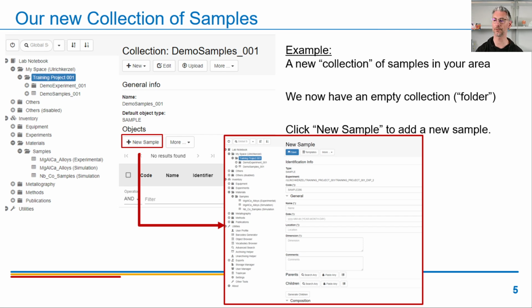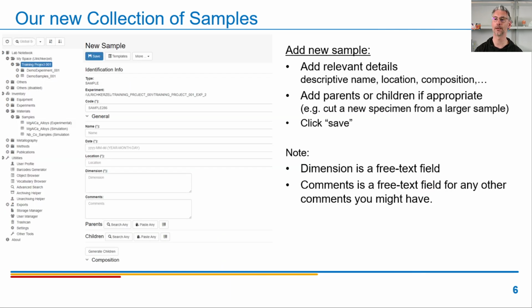So we click on new sample, then a new web inquiry form opens up that looks like all the other ones we have seen so far. And then we enter the details of our new sample. We need a unique code, but we can accept the default one from OpenBIS. Then we should give it a very nice and descriptive name and also, for example, add the date in which the sample was created, where it's stored, and the dimensions.